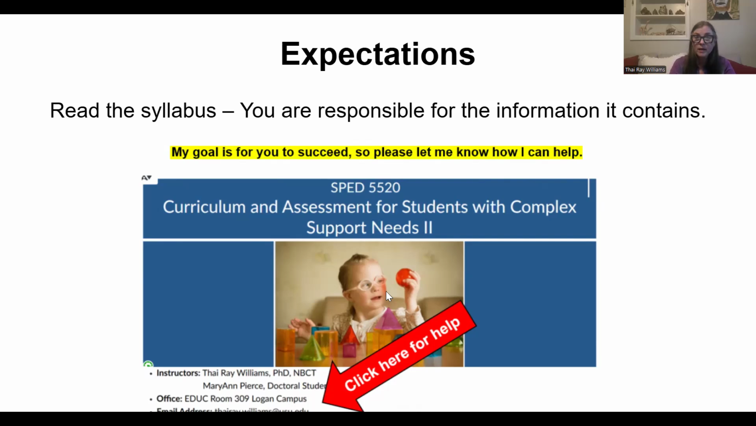Seriously, I don't mind supporting you after 5 o'clock if you work and you need that support, if you need it early in the morning because you are a paraprofessional working in the classroom. If you don't have time during the week, we can meet on the weekend if my schedule allows. I'm also happy to do that. Again, my whole goal is for you to succeed. So please reach out. That's what I'm here for.